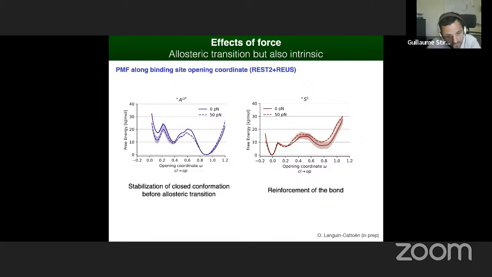And so maybe I should have started with that, but these PMFs were obtained using first structures generated from Hamiltonian replica exchange simulations, on which we then perform the scan along this opening coordinate using replica exchange umbrella sampling simulations, and we compared that at 0 force and with a constant force which was added and which was 50 piconewton, right?